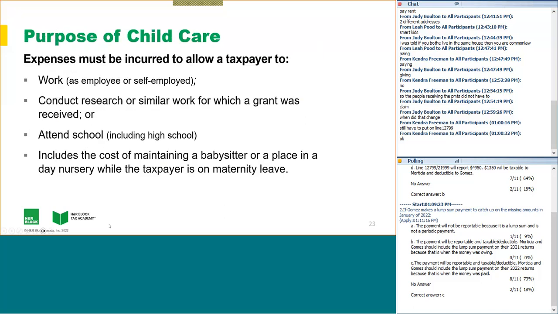Okay. What can you get child care to claim against? You have to claim it against some type of earned income. I'm going to put a little star on that, and we're going to come back to the idea of earned income. But generally speaking, the purpose of a child care deduction on the return is to allow you to go to work. Or, if you're a student, to allow you to conduct research for which you are receiving a grant. So those are the two things you have to have for earned income. You have to have work, or you have to have research.